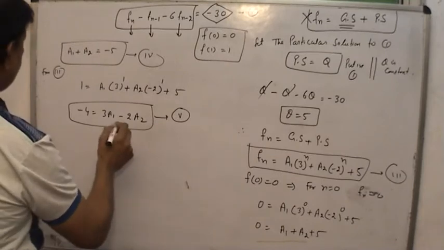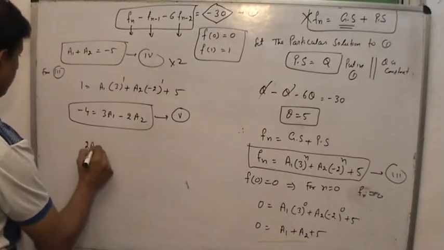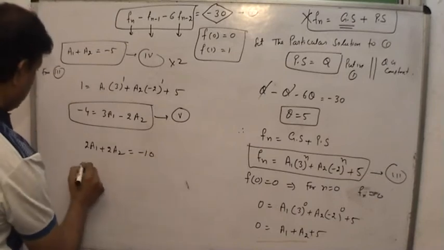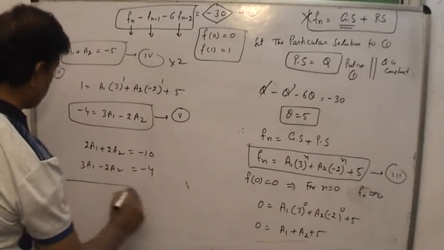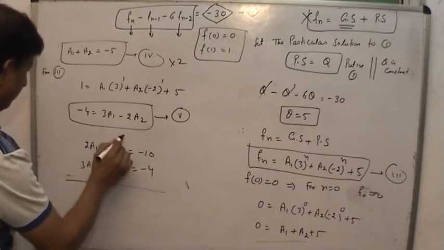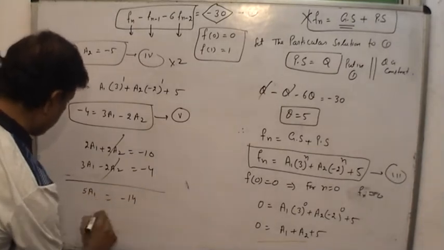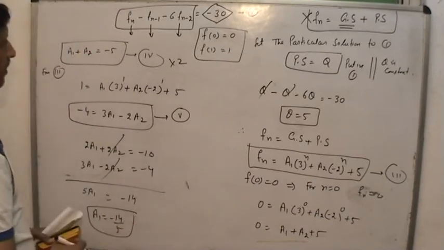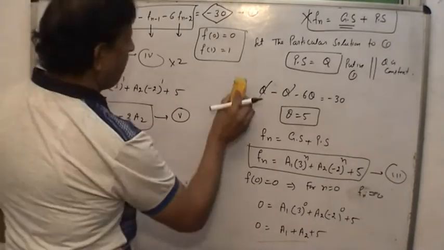Here multiply it by 2, that is 2A1 plus 2A2 is equal to minus 10. And 3A1 minus 2A2 is equal to minus 4. Add both the equations, that is 5A1 is equal to minus 14, and A1 is equal to minus 14 upon 5. Then we can find the second value from either of these equations.